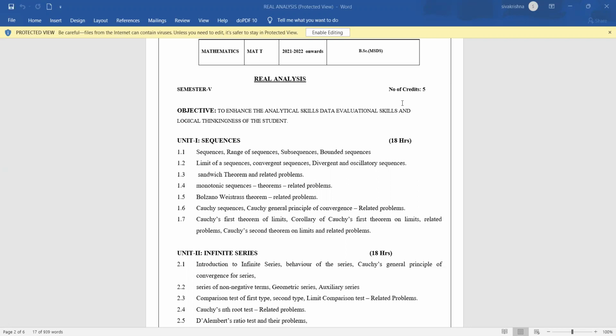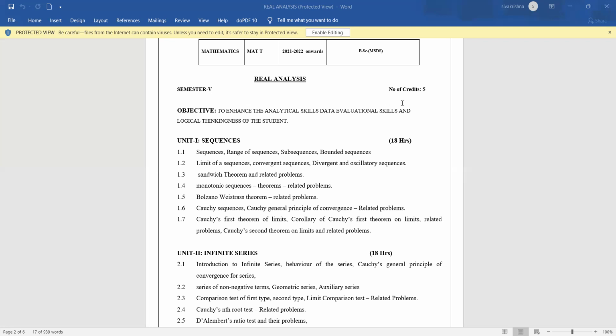In the first unit, we are going to study sequences. In sequences, we will first study the definition of a sequence, after that the range of a sequence, and of course, what is a subsequence. After that, we will know how we can represent a sequence in different ways. And after that, we will learn about the limit of a sequence. How can we find the limit of a sequence?